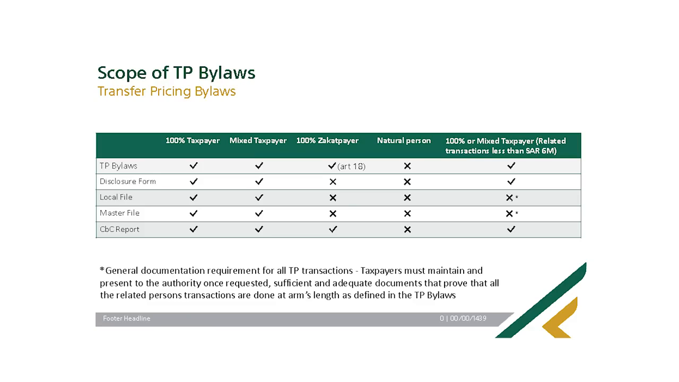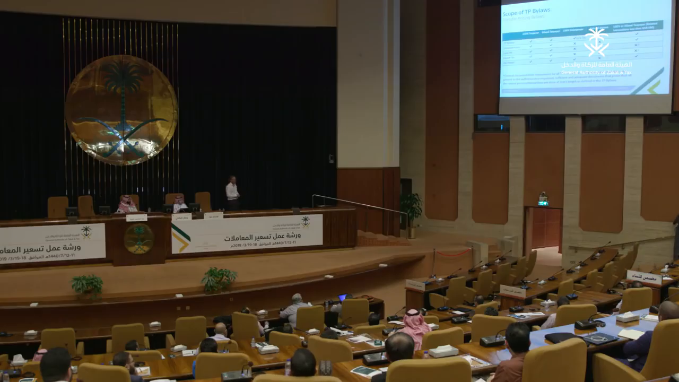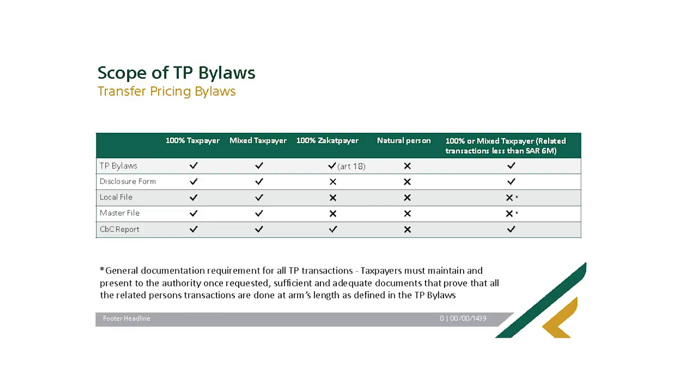If you're a 100% zakat payer, the only thing you need to think of in the bylaws is the CBC report, if you belong to a group that has more than 3.2 billion SAR in consolidated revenue for the whole group. Otherwise, as a zakat payer, you don't have to care about anything if you do not belong to that kind of group. Natural person, as I said, you're not covered, so you don't have to care about the TP bylaws.